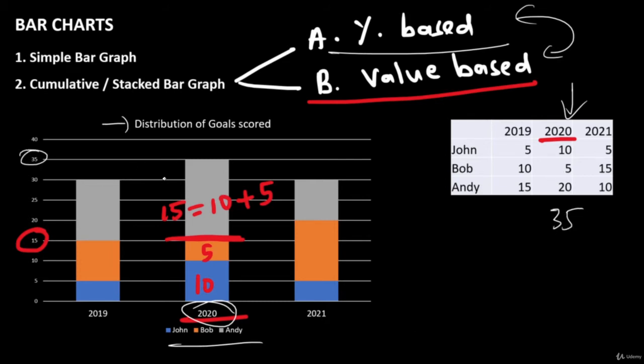So over here you have 35. And in 2019, the total number of goals is 10 plus 15, which is 25 plus 5, which is 30, right? So the heights are not the same because it is value based. All right, so we have covered the most important types of bar charts.